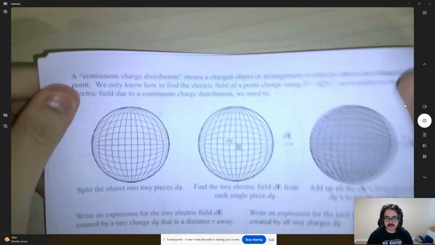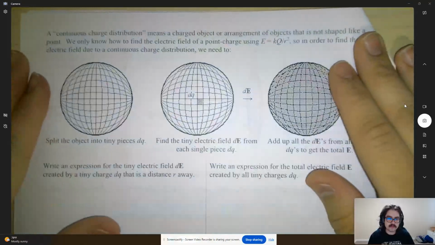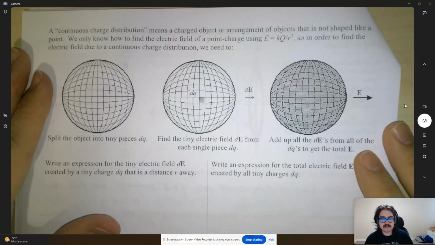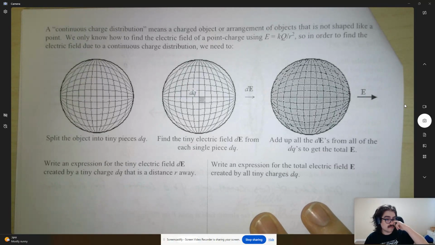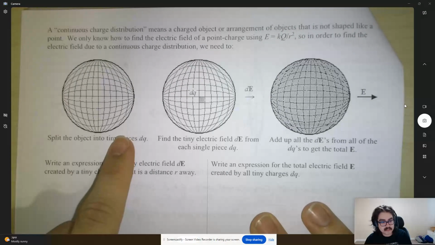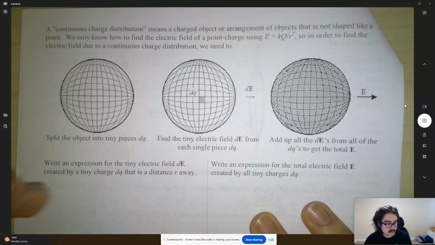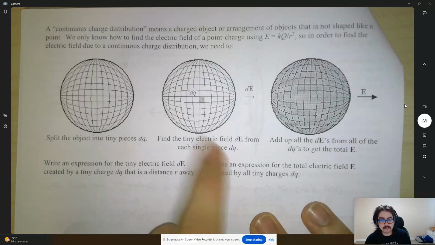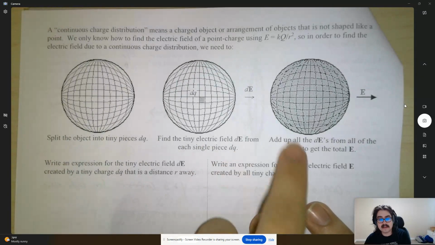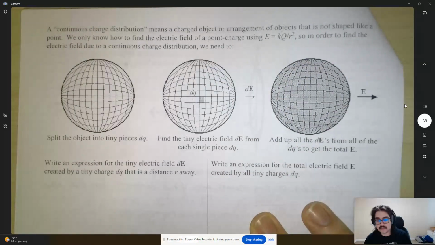A continuous charge distribution, you're going to hear that term quite a bit. It's just a charged object or arrangement of objects that's not shaped like a point. We've only done point charges, but now for a continuous charge distribution, we have to cut the object up into tiny little pieces. We're going to call them dq. We find the electric field that each little piece dq exerts, and then we add up all the little dE's to get a total E.